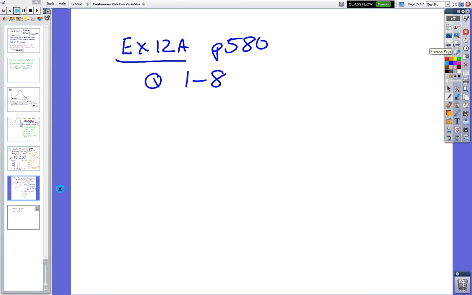There's the exercise to do, 12A on page 580, questions 1 to 8. Don't do all, just do a variety.